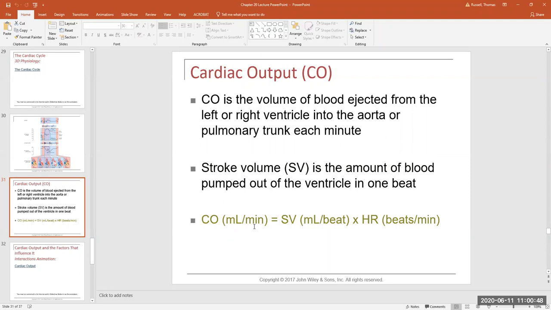I'll just tell you that at rest, in a normal, healthy individual, your heart pumps out your total blood volume in 1 minute while you're lying down on the couch. Your total blood volume for females ranges between 4 to 5 liters. In males, comparably sized, 5 to 6 liters. It changes depending on your body size as well, and the different conditions in your body. But nonetheless, your heart will pump out your total blood volume in 1 minute at rest.